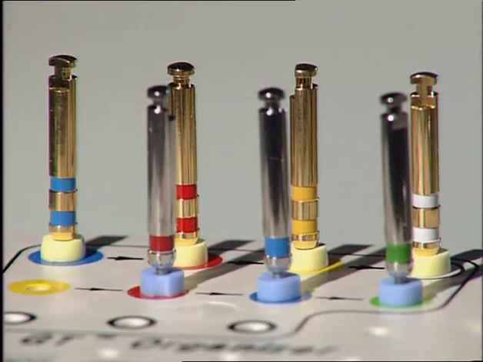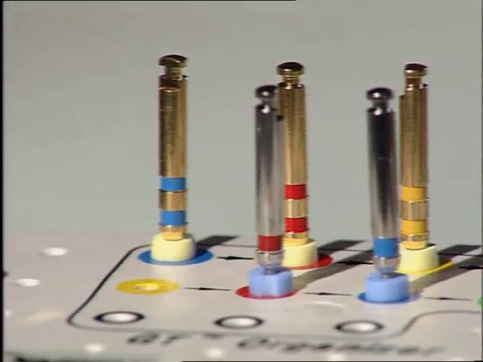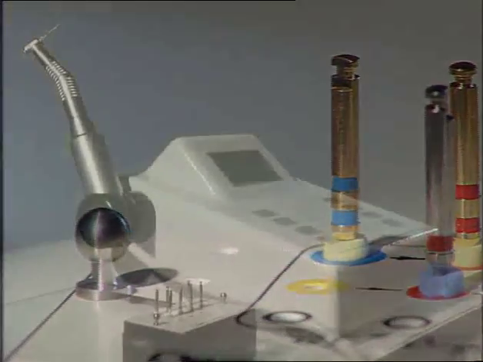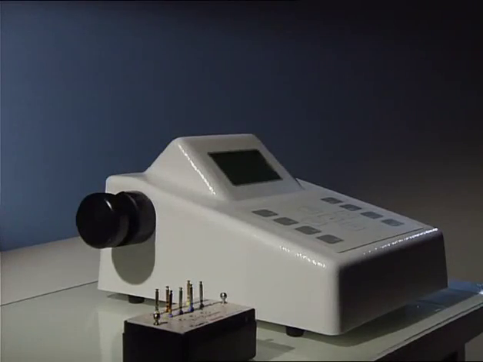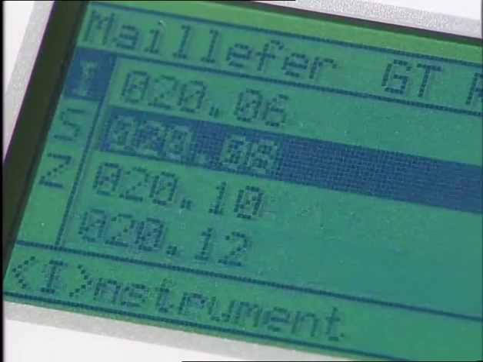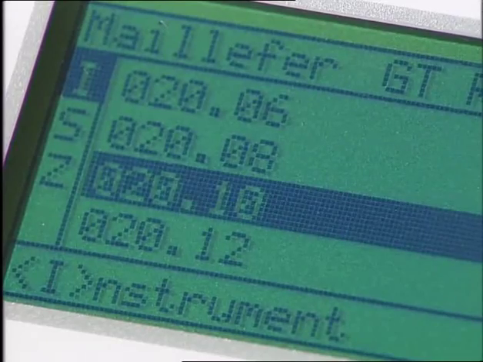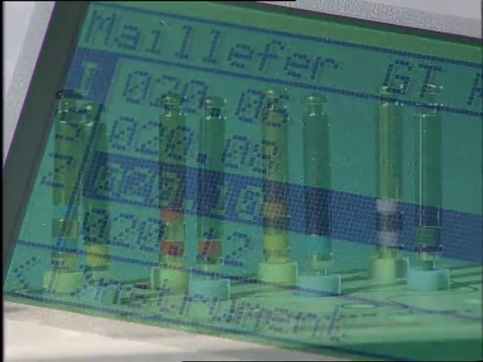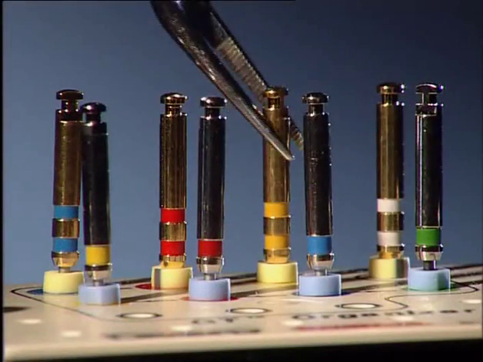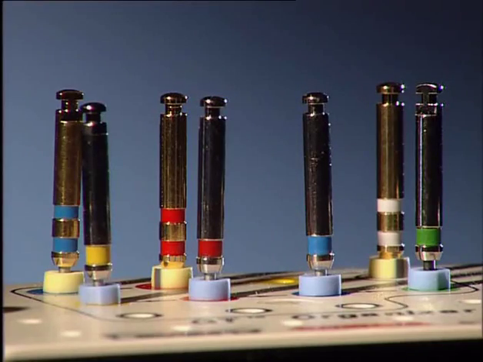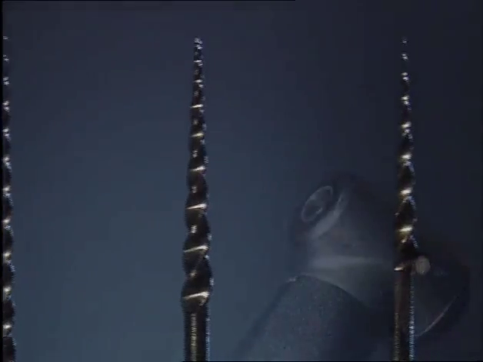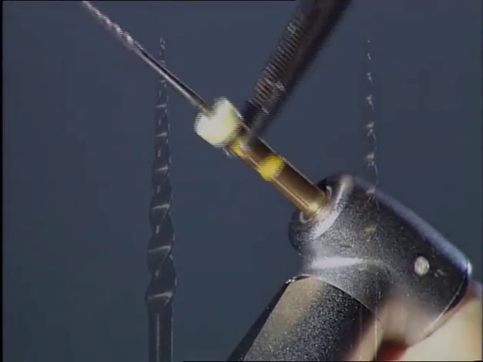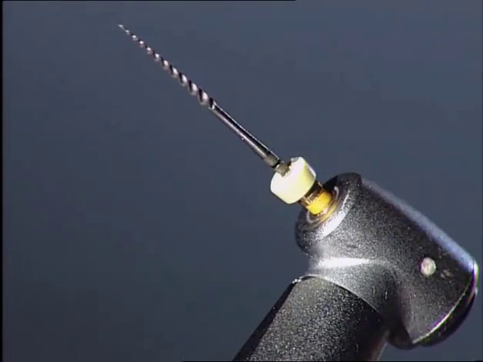To perform in the best way and to reduce the risk of fracture, GT rotary files are used with a constant speed of 150 to 350 RPM and a preset torque. They must be used with a very light touch. The special file design is characterized by radial lands and U-shaped flutes. The maximum blade diameter is 1 millimeter. Thus, these instruments are very well centered in the canal.